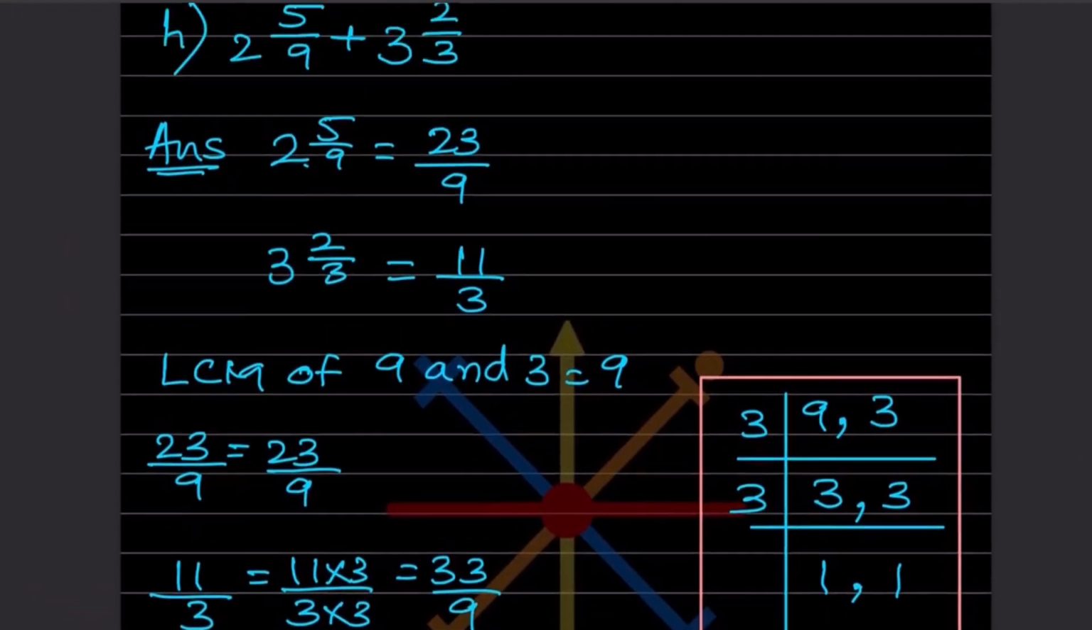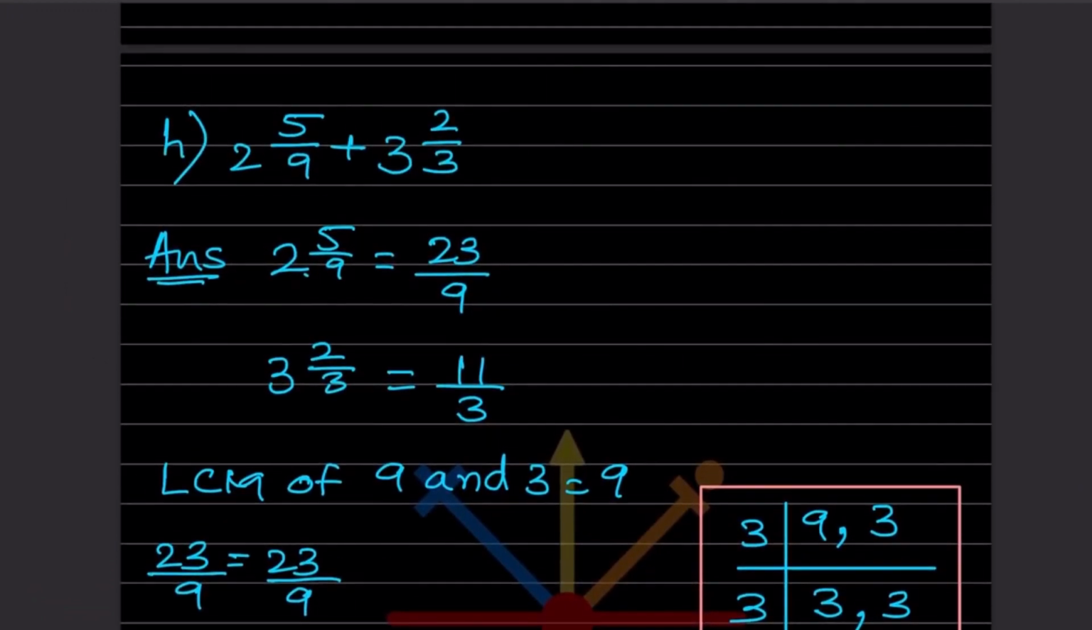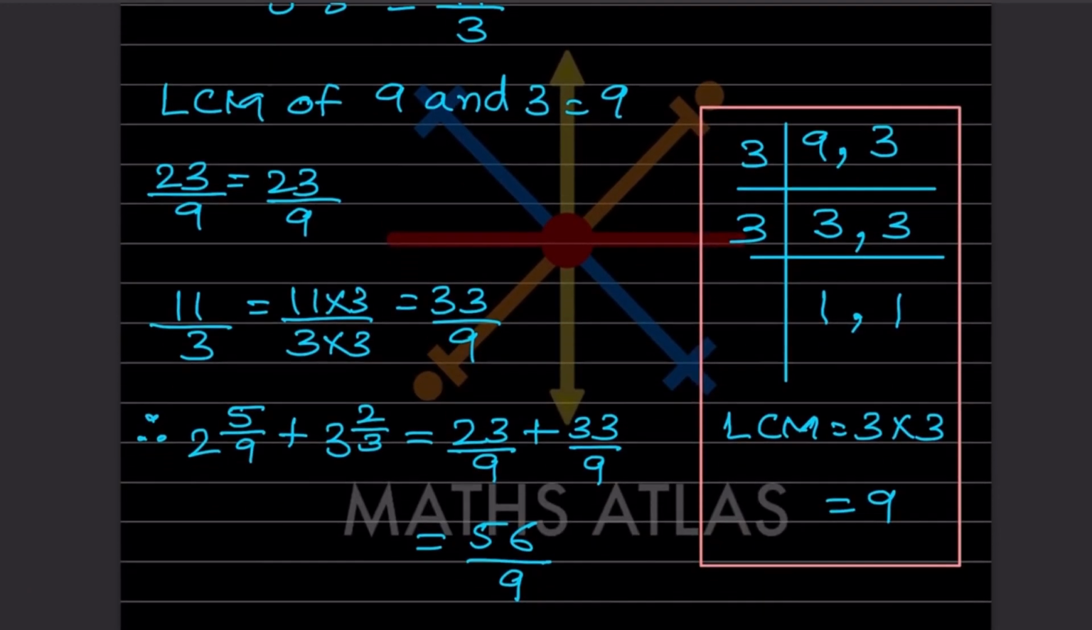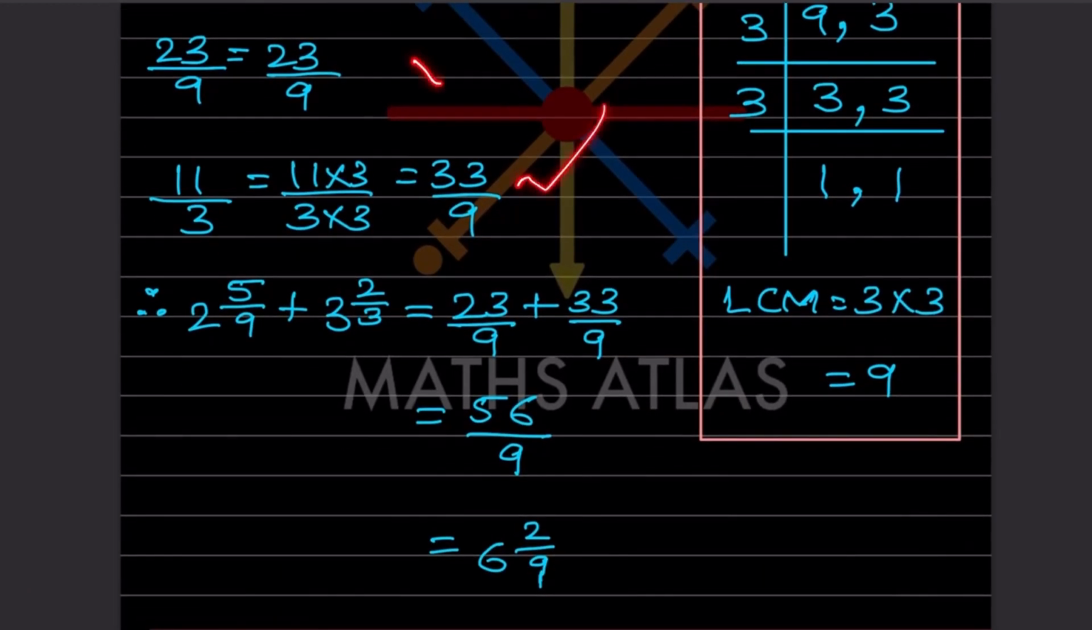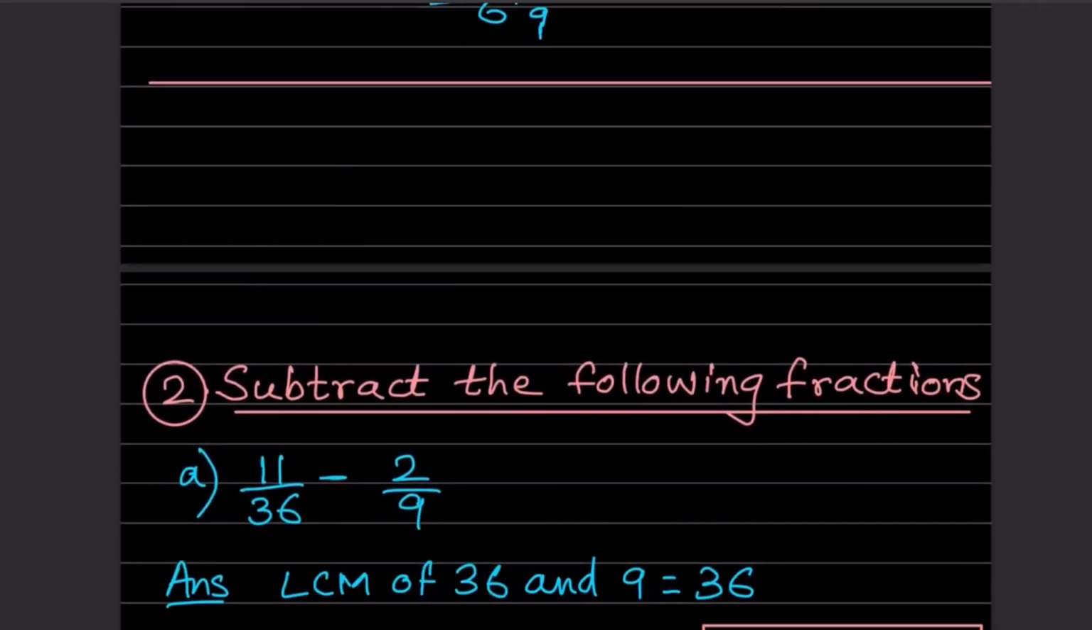Same over here. See here. First make the mixed fraction into the improper one. Take the LCM and then make it equal. And then add it, and that improper fraction you will make into a mixed fraction.